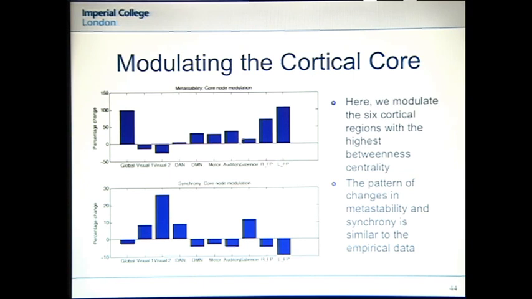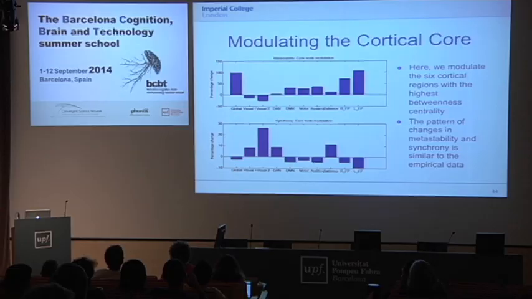So in our model, what we do is we perturb or we modulate the effect of those core regions, in order to try and reproduce what's going on in the psilocybin condition. And basically, under lots of circumstances, we get very similar results. When we looked at the task condition, you went from resting state to task condition, and metastability goes down, synchrony goes up empirically, and that's what we want to reproduce in the model. Going with the psilocybin, you go from resting state to psilocybin, and the metastability goes up, and the synchrony goes down.